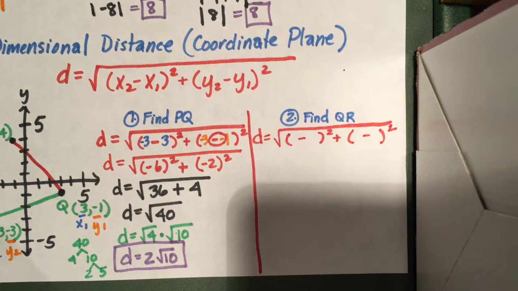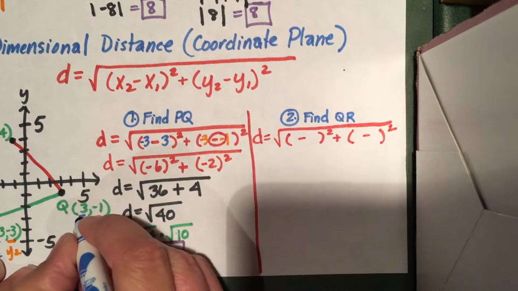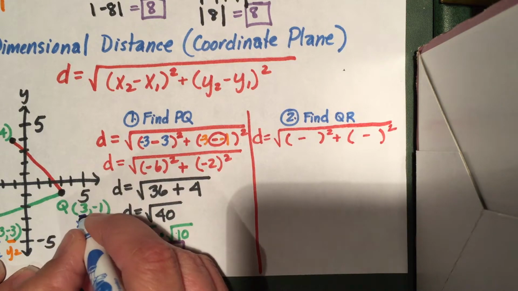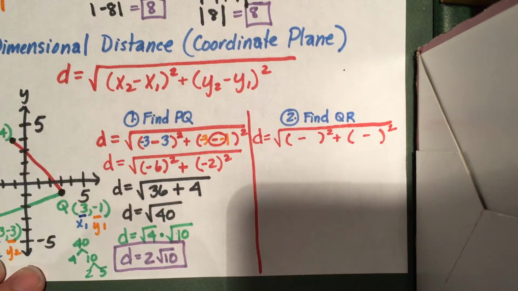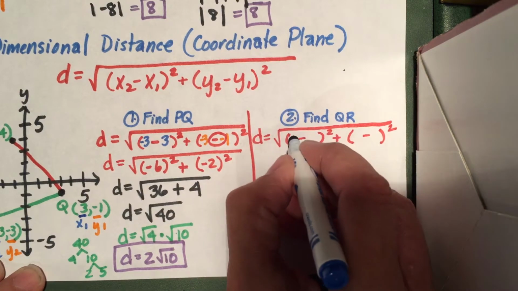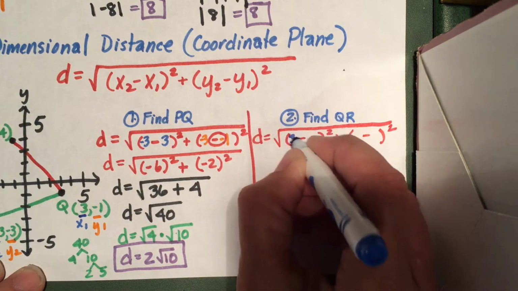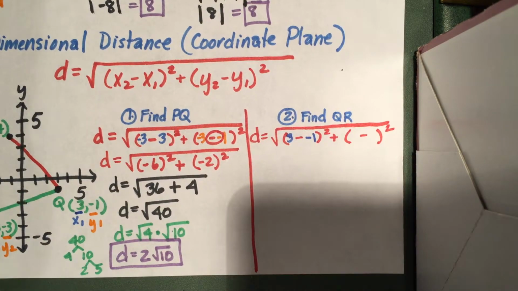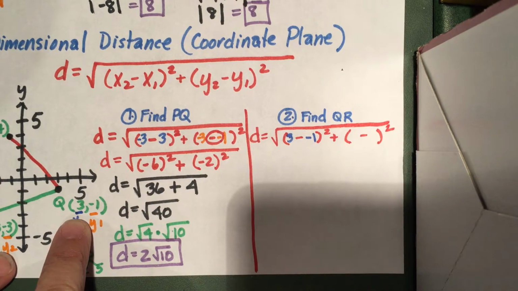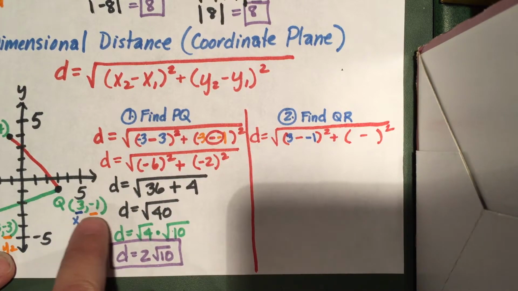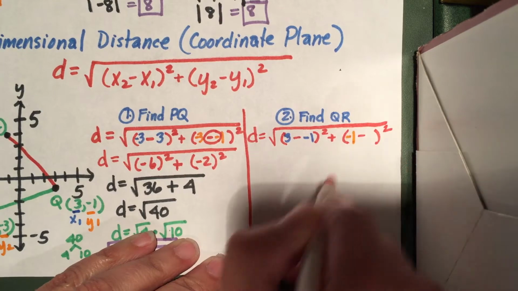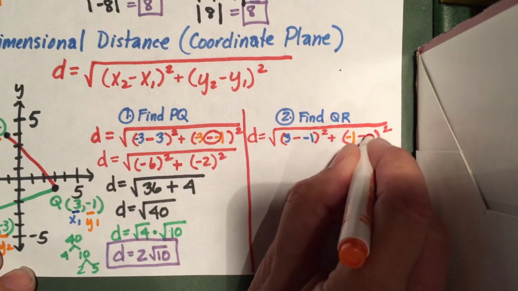So let's look at our two values. All right, we're going from Q to R. Q, let's say I use Q first. Q is 3, R is -1. So I have 3 and -1. Those are my two x coordinates. Since I use the 3 first for the x's, I have to use the -1 first for the y's. So I've got -1 minus positive 4.